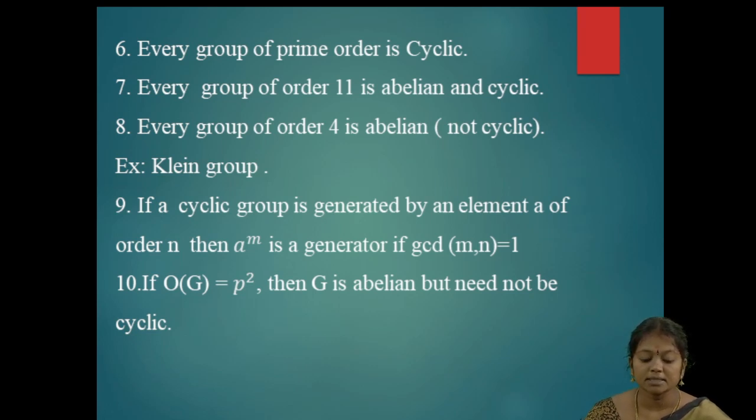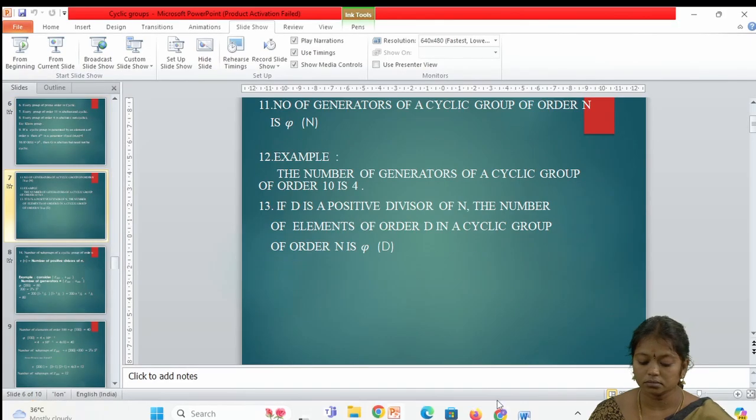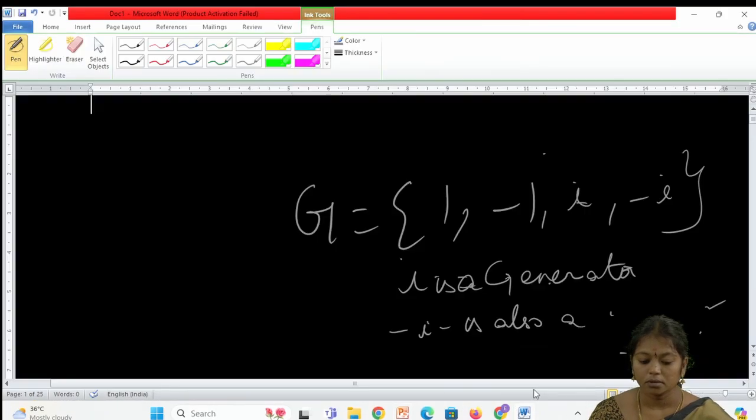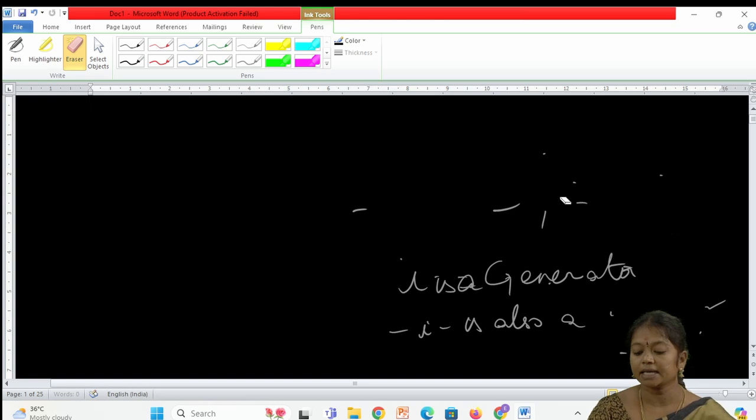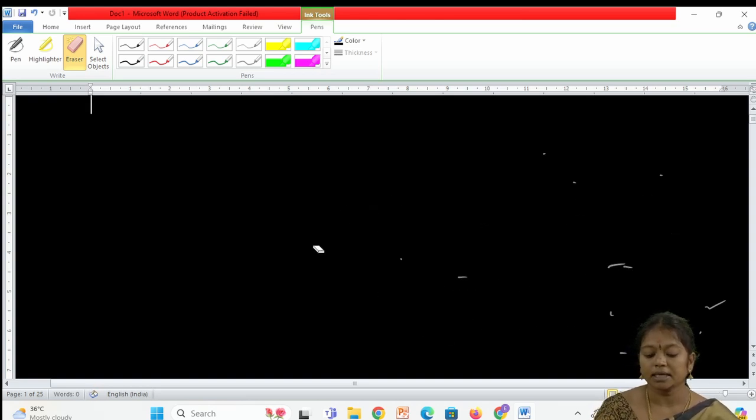The next result is: if a cyclic group is generated by an element A of order n, then A power m is a generator if GCD of m comma n equals 1.